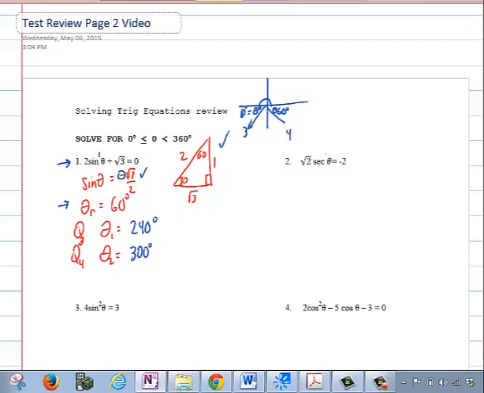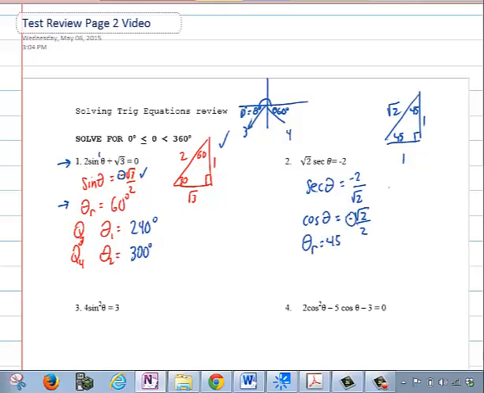Looking at number 2, it's again another linear trig ratio. Solve for secant of theta. You get negative 2 over root 2. But before you do anything, switch it to cosine. You get negative root 2 over 2. It's negative. That should tell you that you have a 45-45-90 triangle, and your reference angle is 45.